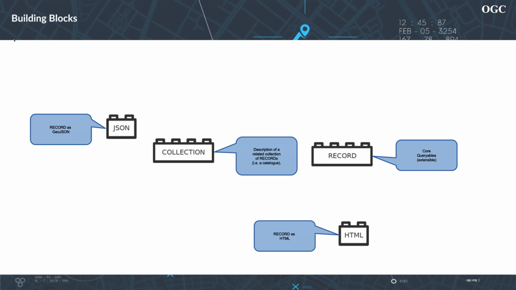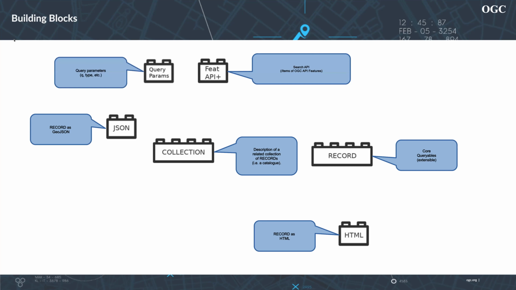The next building block is the collection. So we have the record, and now we have a collection of records, which is called a catalog. And the collection building block is just the description of the catalog, basically. We have an API, which is the OGC API Features API Plus. We've extended it. You might know it as ISO 19168. So that's the API for searching a catalog. We've added some additional query parameters to that API that are catalog specific, things like keyword searches, type searches, etc.